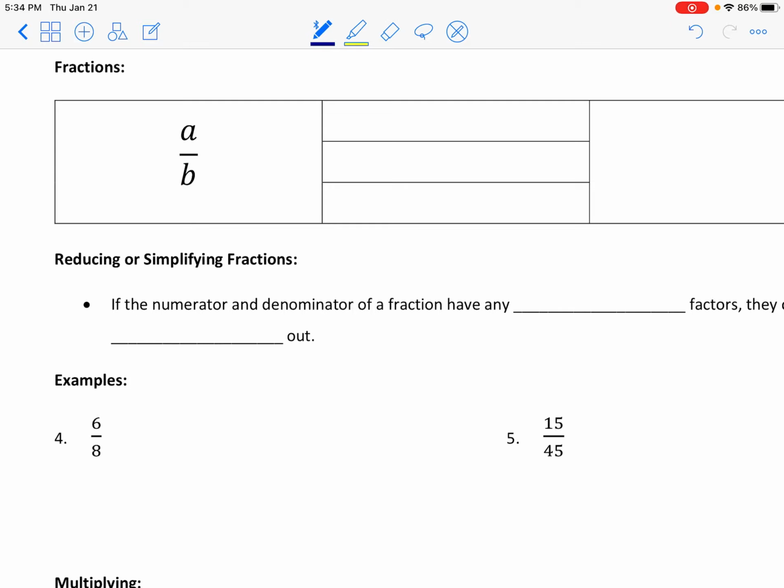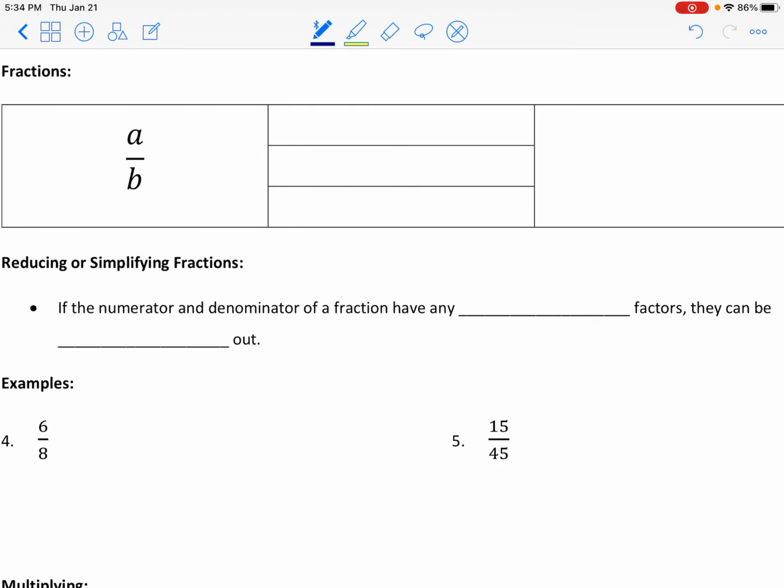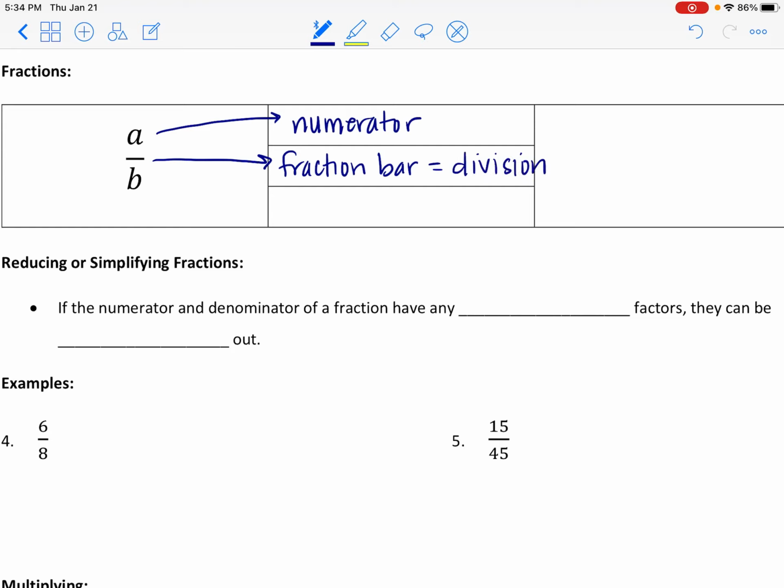But we tend to be a little phobic about fractions, okay? Let's just get some vocab straight first. So the top of the fraction, we call that the numerator of the fraction. The fraction bar itself, we call that the fraction bar. That fraction bar is also the same as division. So when I'm reading that fraction of a over b, I could also say it's a divided by b. And then the bottom of the fraction is called the denominator of the fraction. Okay, so the numerator, that's the top, and the denominator, that's the bottom.